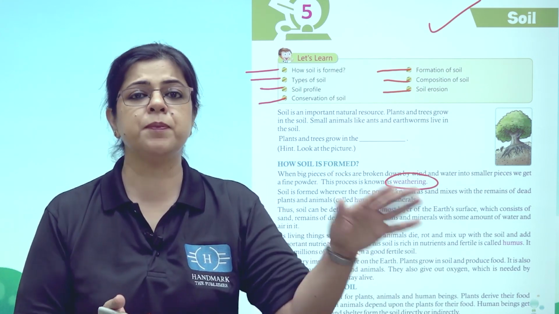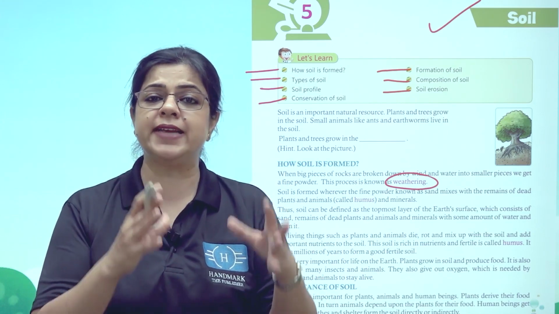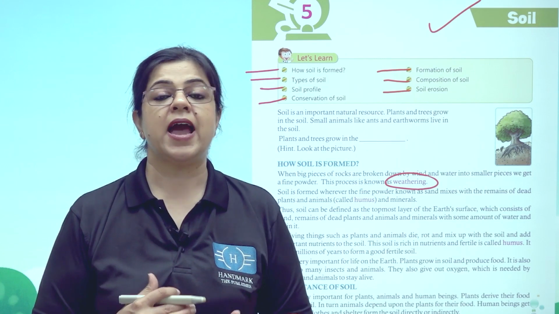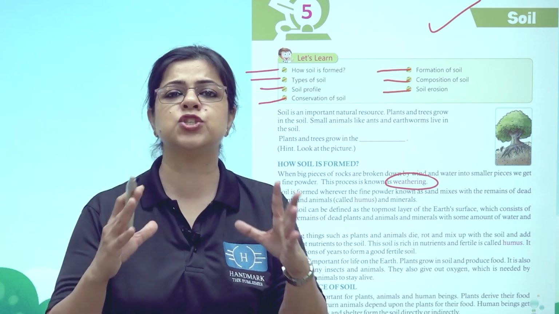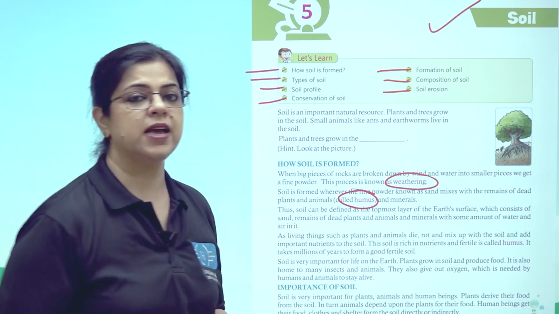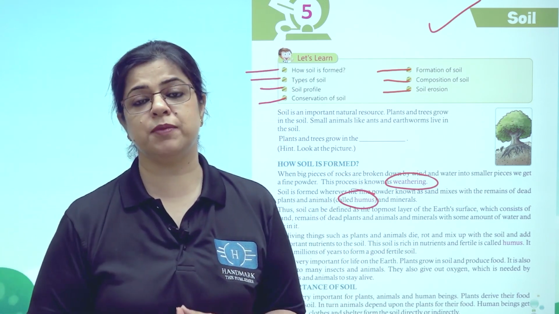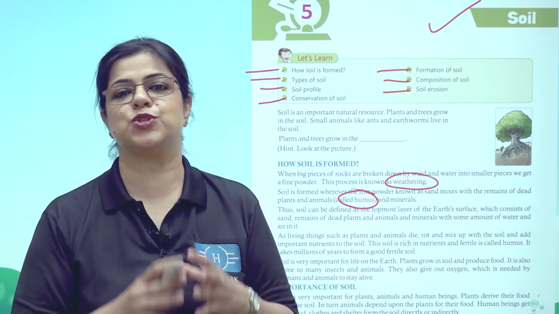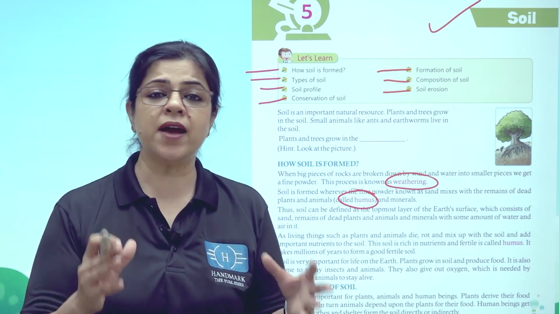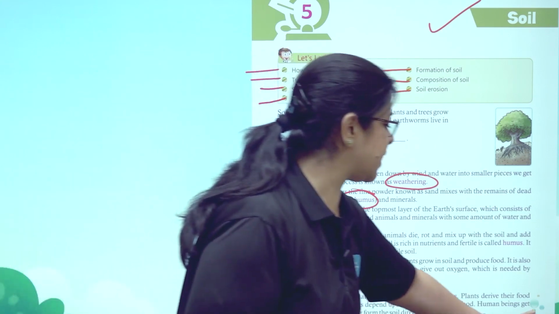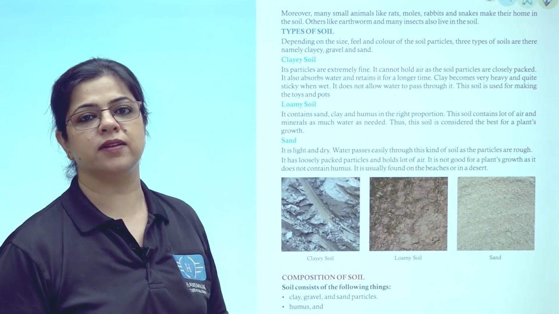Now on the top layer of soil, all the dead plants and dead animals began to decay and they converted into a rich fertile material which was called humus. Humus is very rich in minerals and it is this layer of the soil that plants grow in. Now, having understood the formation of soil, let us understand the types of soil.